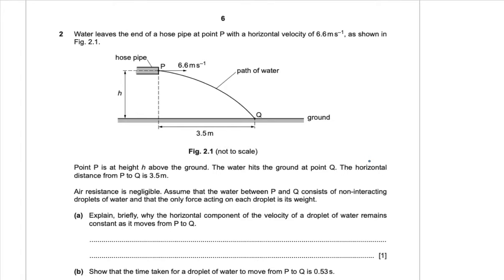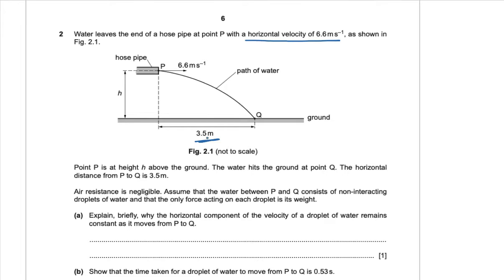Question number 2. Water leaves the end of a hose pipe at point P with a horizontal velocity of 6.6 meters per second. So the water has its horizontal velocity of 6.6 meters per second as shown in figure 2.1. Point P is at height h above the ground. The water hits the ground at point Q. The horizontal distance from P to Q is 3.5 meters. This is what they're talking about, the horizontal distance between P and Q.